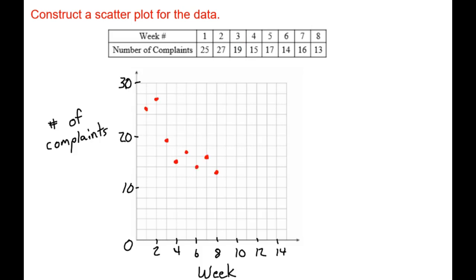Now that all the data points are plotted, we can try to determine the correlation of the graph. As the number of weeks go along, we can see that the number of complaints are decreasing. So this would be negative correlation. As one variable increases, the other is decreasing, so we have negative correlation, which in terms of this company is a good thing. As the number of weeks go along, they're getting fewer complaints. Their customer service department is apparently taking those complaints and making corrections.